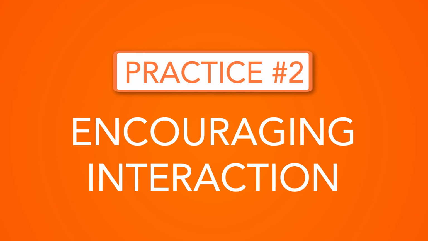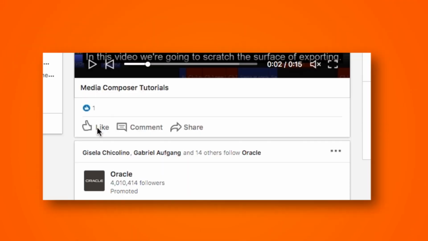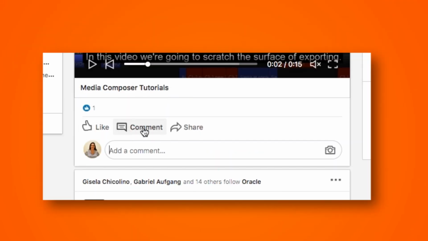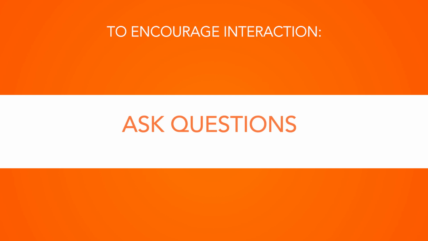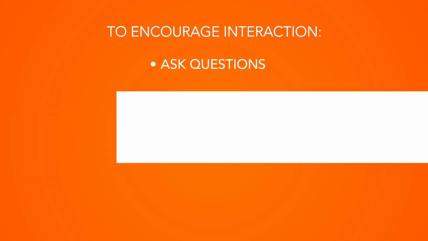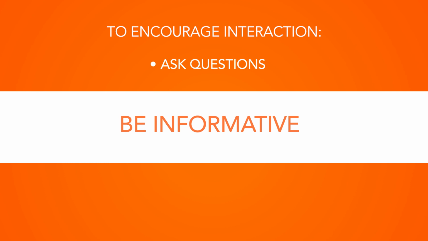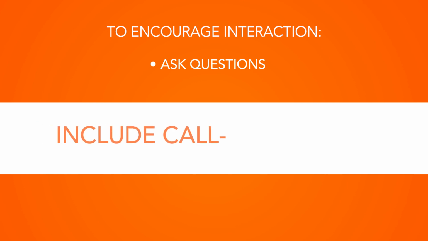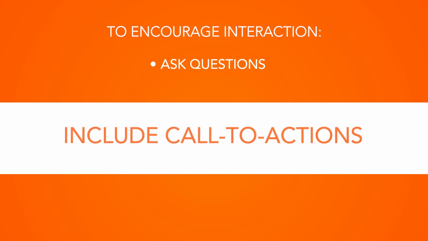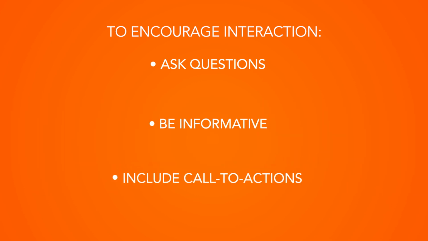2, encouraging interaction. Comments, shares, and likes help improve the visibility of your LinkedIn videos, improving their chances of going viral. To encourage this, try asking questions in your videos, headlines, or descriptions. These would be questions that the viewers would want an answer to and inspire some discussion within the comments. Be informative or thought-provoking so people really want to share your content with others. And include a strong call to action that's easy to understand and follow in every one of your LinkedIn videos.